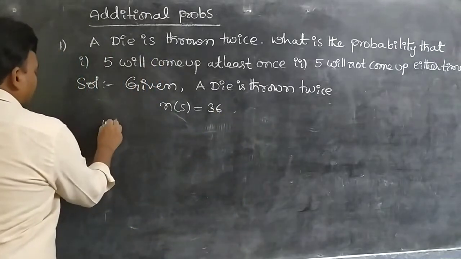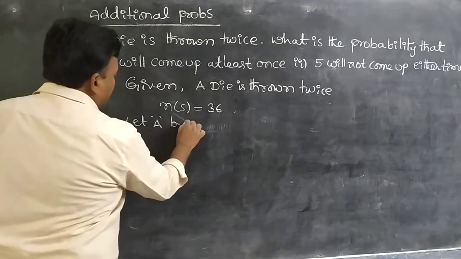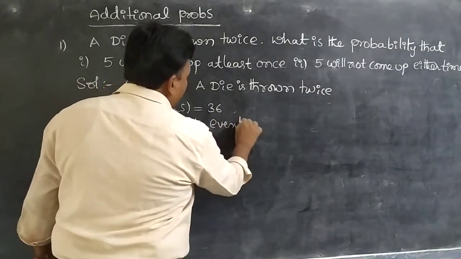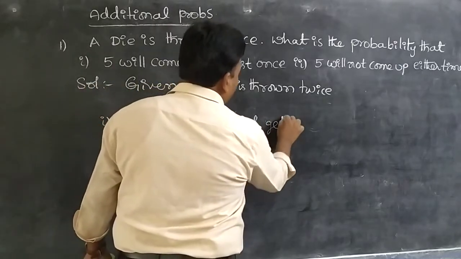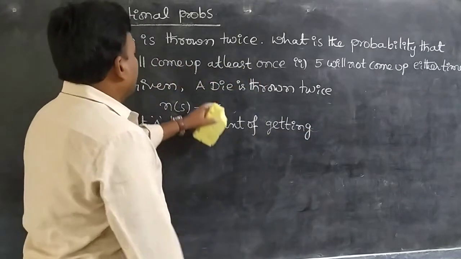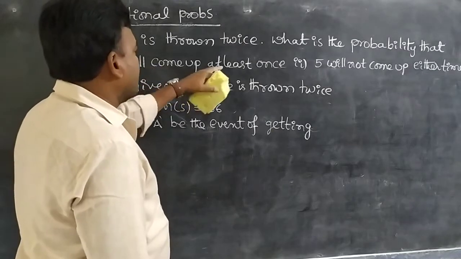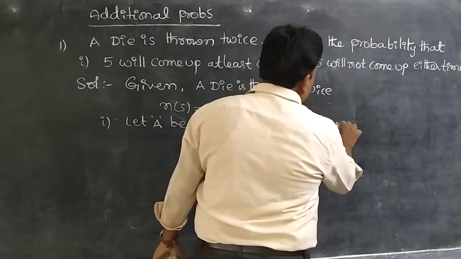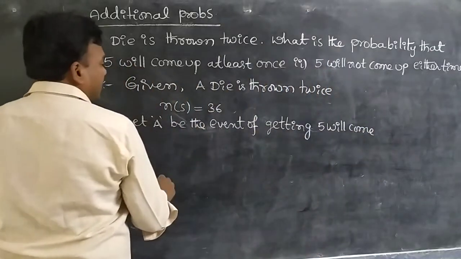Problem number 1, observe students. Let A be the event of getting a 5 at least once. 5 will come up at least once.